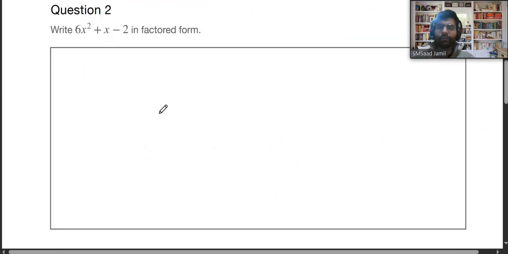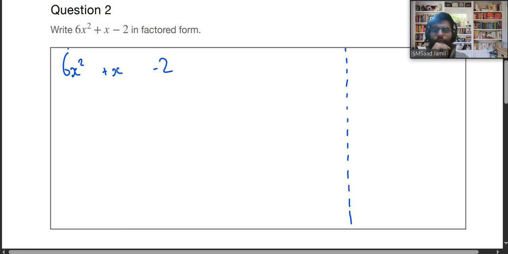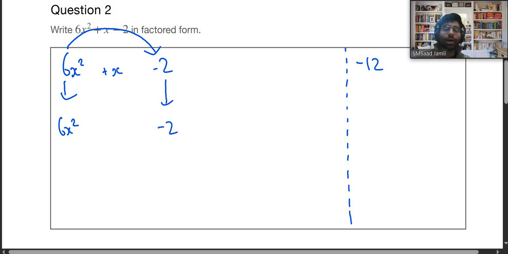Now we have another question which is 6x squared plus x minus 2. Again you will do 6 multiplied by minus 2, you get minus 12. Write 6x squared as it is, write minus 2 as it is. Now tell me two numbers that when you multiply them you get minus 12, and when you add or subtract them you just get plus 1x. x means 1.